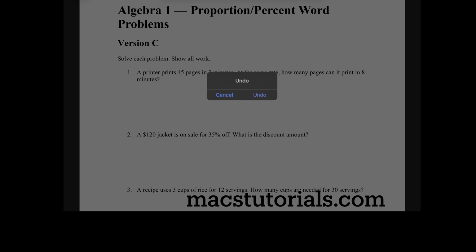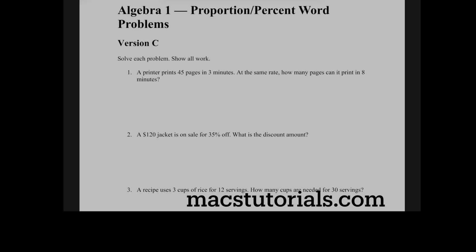Okay, so here we go. Let's do this. Number one, a printer prints 45 pages in 3 minutes. At the same rate, how many pages will it do in 8 minutes?